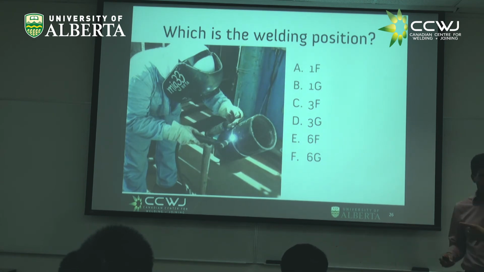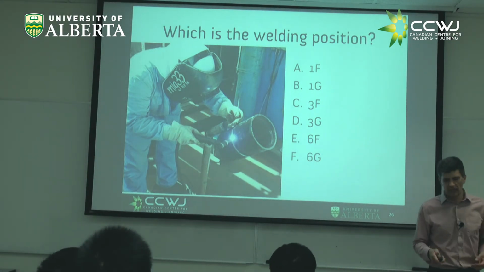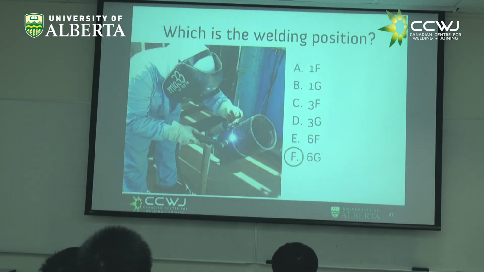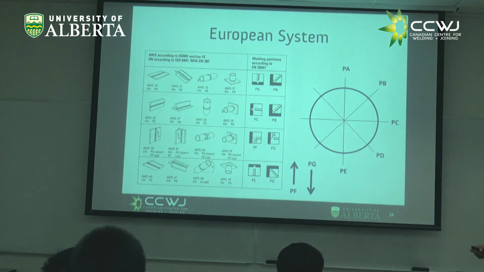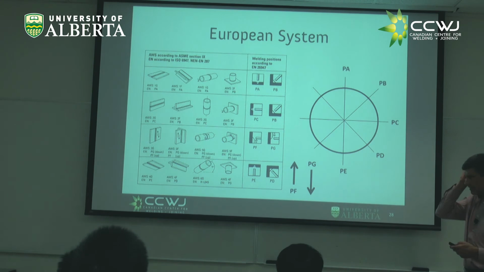6G, right? It's not a fillet, so we know nothing with F is going to go. And it's at 45 degree, right? And it's welding around the pipe, 6G, right? And if you look at all the exams, you're going to see we ask things like those. The European system is a lot more rational, right? We don't use it, but it's so easy to remember.